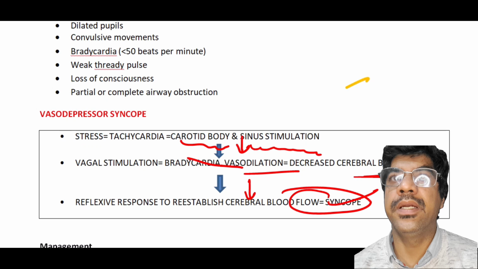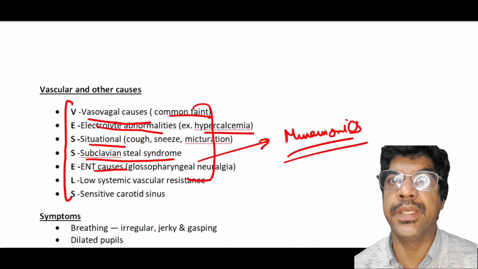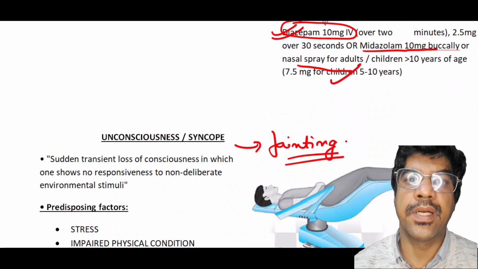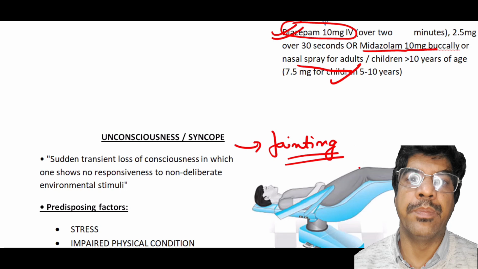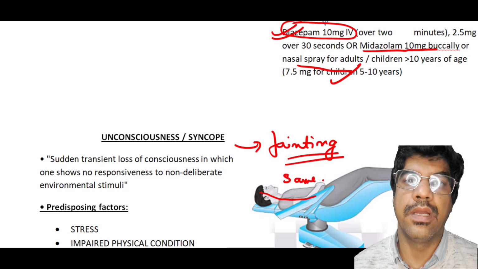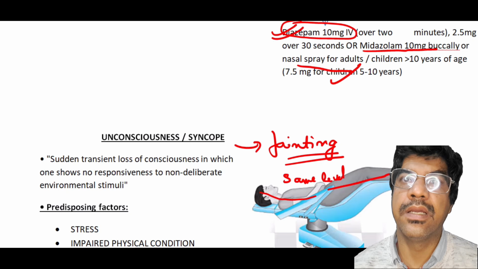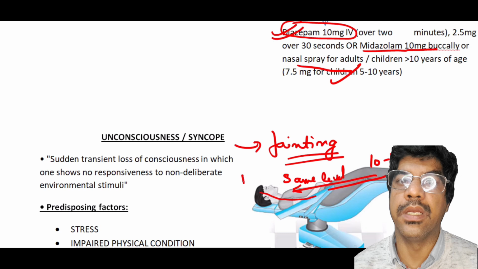So what is the management? Remember, the management of syncope is you have to position the patient in the Trendelenburg position, that is placing the patient in a supine position with the brain and heart at the same level, and the feet elevated slightly, 10 to 15 degrees. That would increase the circulation to the brain.